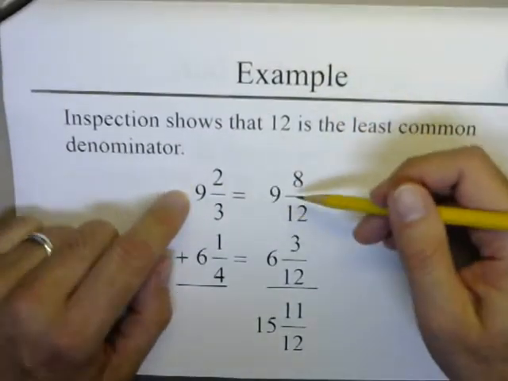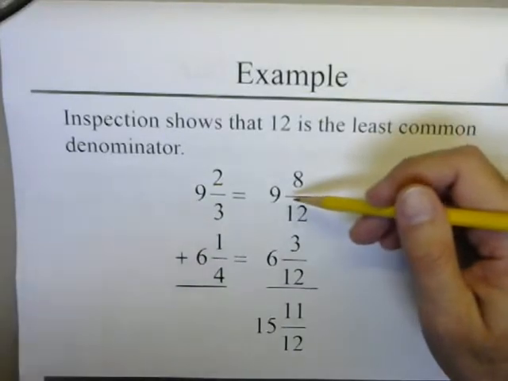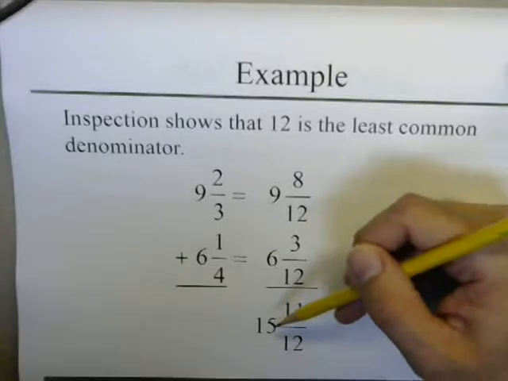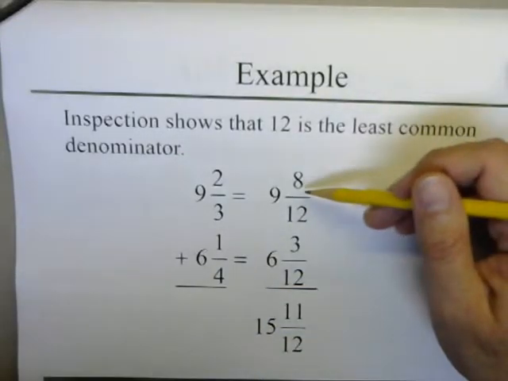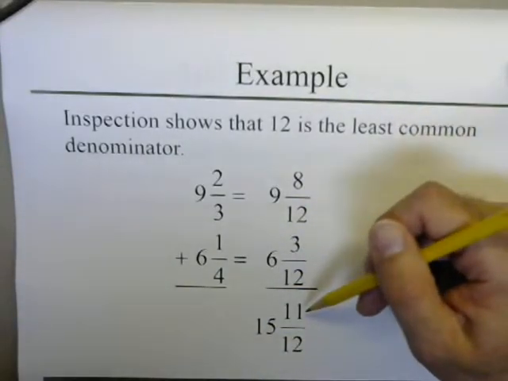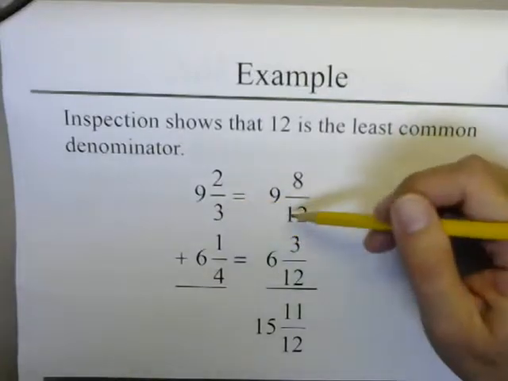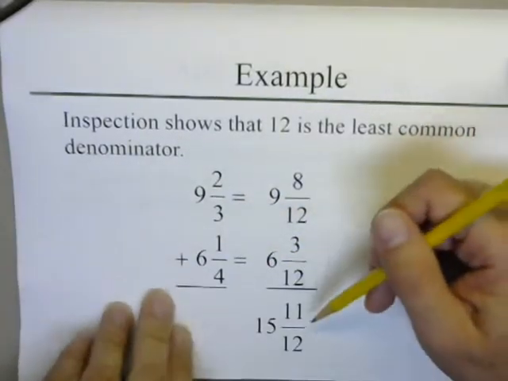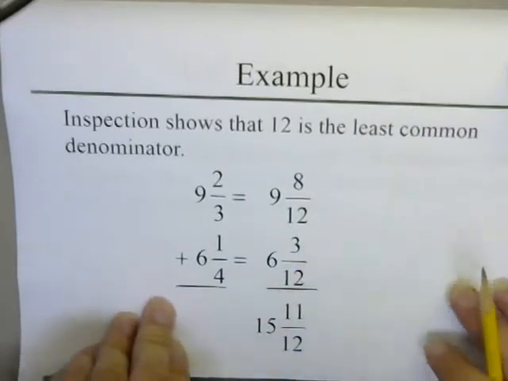So what we'll do in this case is just add the 9 and the 6. That gives you 15. And then you take the 8 and the 3. That gives you 11. So just basically change both fractions to something with a common denominator and add the 8 and the 3 together, and that will give you the answer.